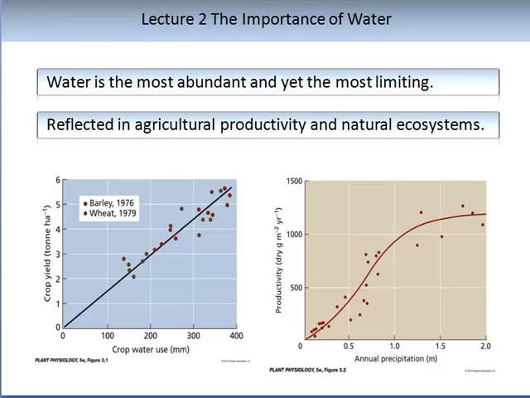The graph on the right-hand side of the slide shows the relationship between crop productivity, which is expressed as dry weight, with rainfall. Again, the graph shows the more rainfall, the higher the dry matter productivity. This evidence demonstrates why water is so important in agricultural productivity and in natural ecosystems. And in fact, it is the most abundant and yet the most limiting resource that plants have to manage.